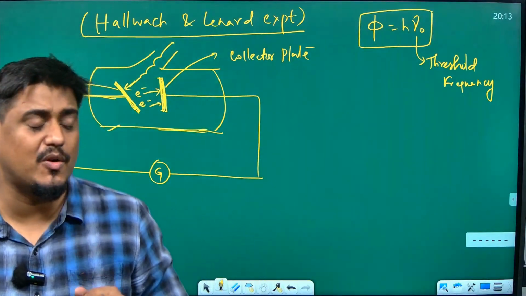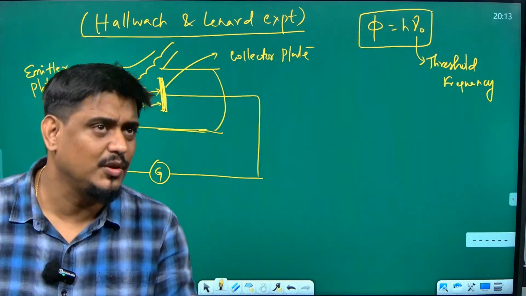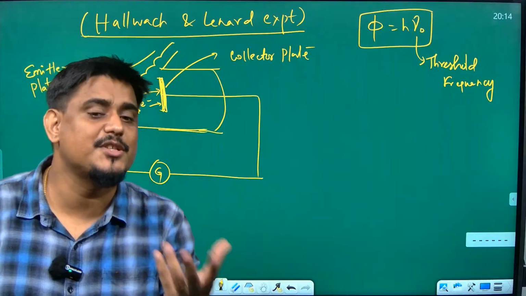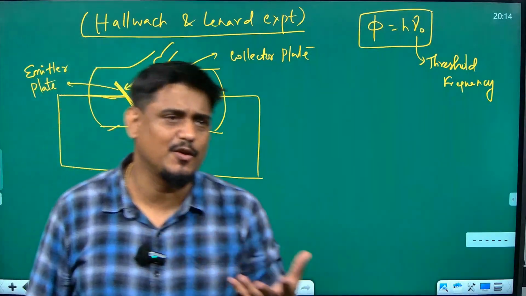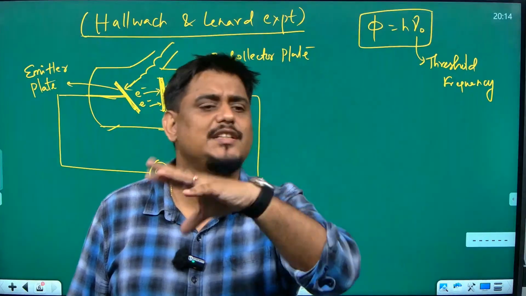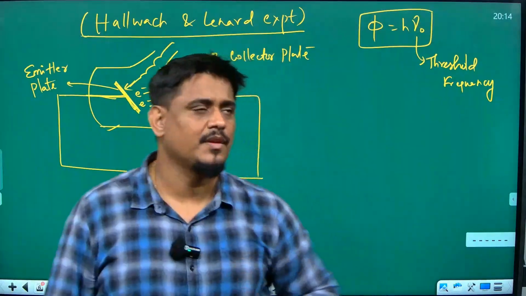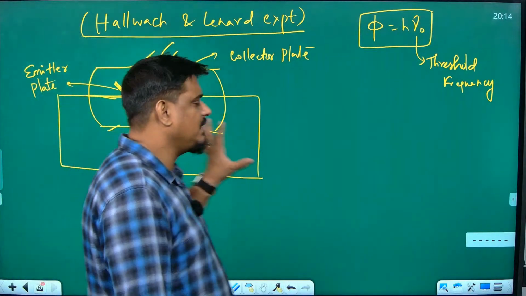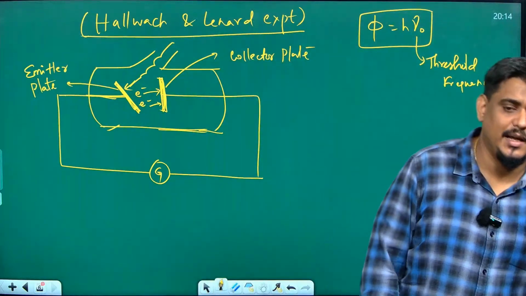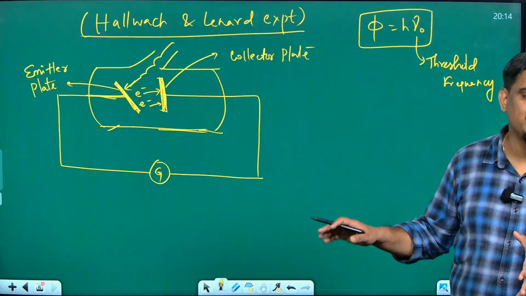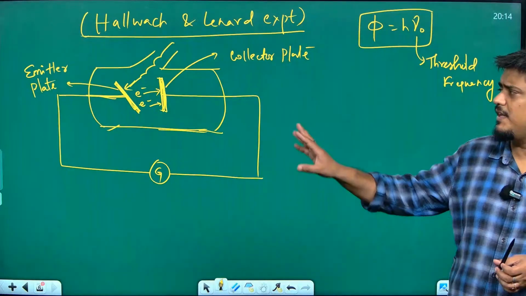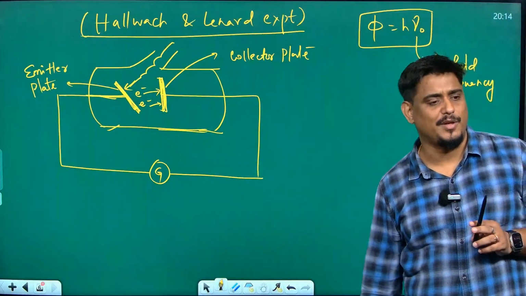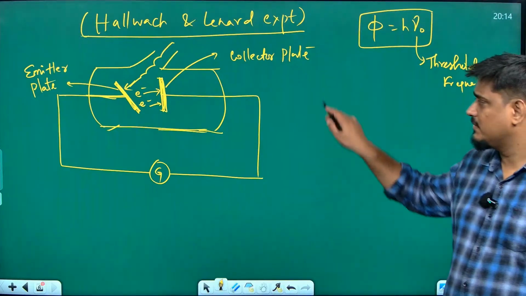Why did I use a galvanometer, not an ammeter? Because a very feeble current will come. Don't expect 10 ampere or 5 ampere current to come. A very small current will come, which will not be measured by an ammeter itself. That's why I used a galvanometer, so that even a small current is visible on it. This is a very simple experiment which says that whenever we hit the emitter plate with radiation of frequency more than the threshold frequency, we are able to see the ejection of electrons, which is proved by the deflection of the galvanometer.